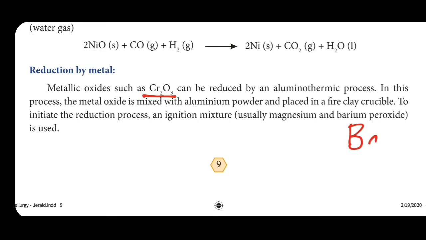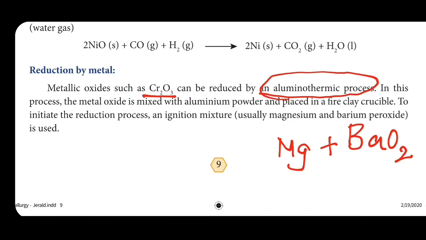Barium peroxide, BaO2. So magnesium with barium peroxide. One process is given. The name of that process is aluminothermic process. In this process, Cr2O3 is reduced to chromium. This reduction takes place because of one metal, that is aluminum.